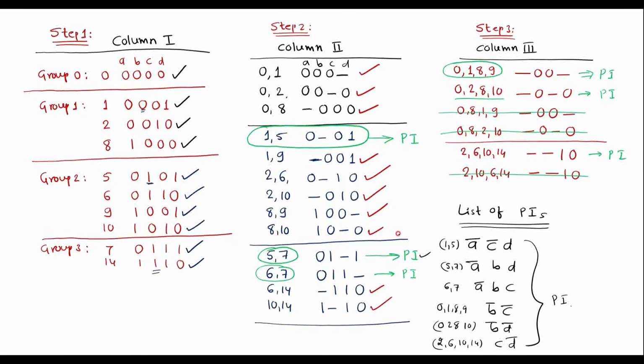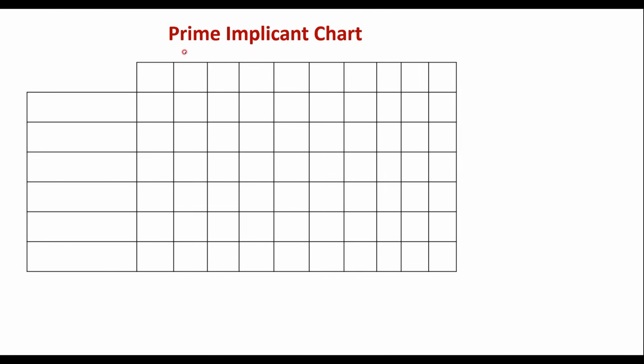Now we can still identify the essential prime implicants, and we can reduce a few more prime implicants to reduce the Boolean expression. That can be done using the prime implicant chart. Now let me explain the prime implicant chart, how to write it, and how to identify essential prime implicants from it. So now let me write the prime implicant chart. This chart consists of a number of columns equal to the min terms given in the example.